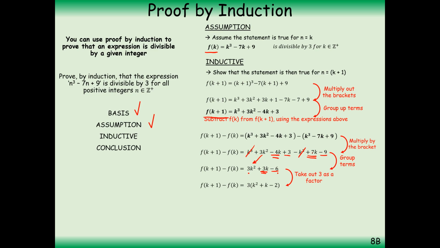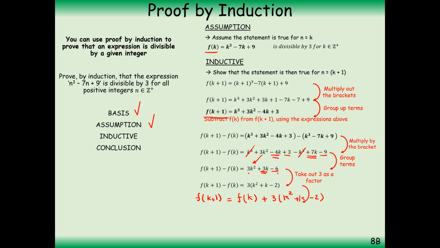And the last step is to write f of k plus 1 equals that positive f of k, which by assumption was divisible by 3, and we have another factor of 3 here, or rather multiple of 3. So this shows that we have yet another number that is divisible by 3, right?